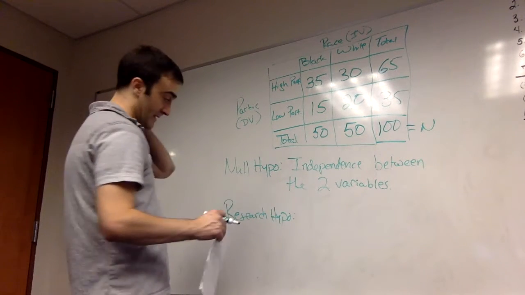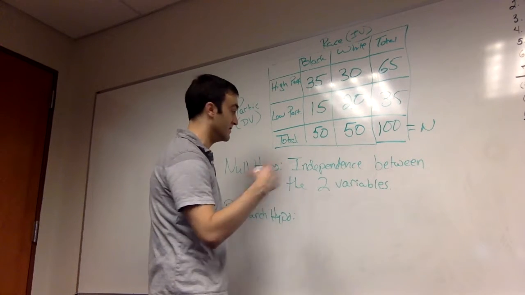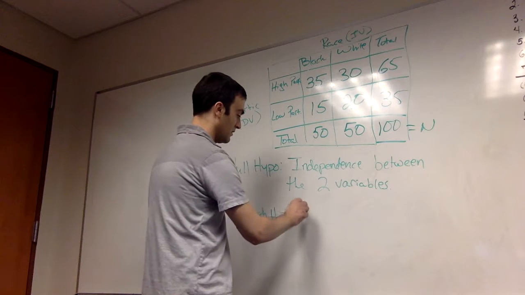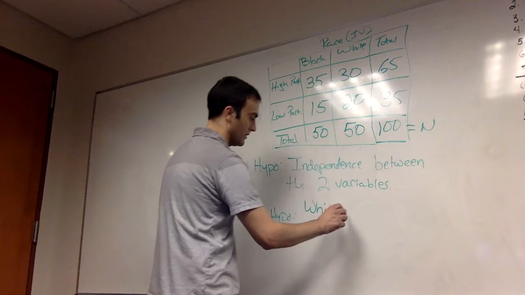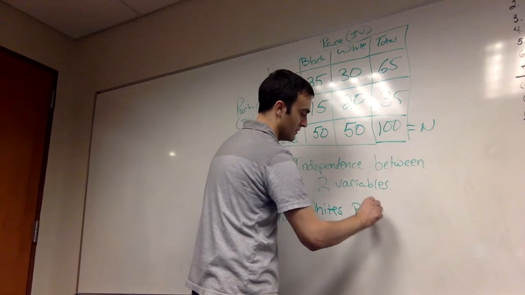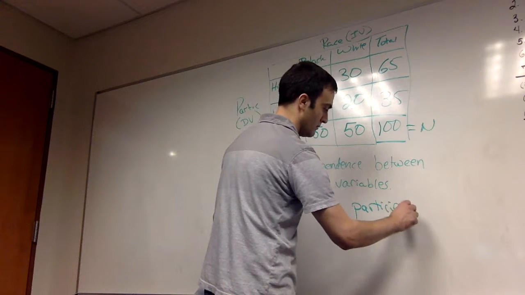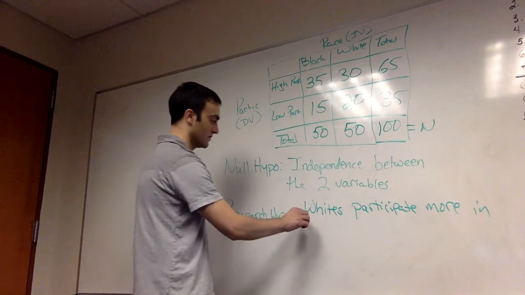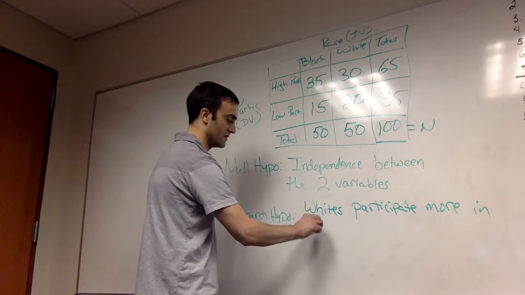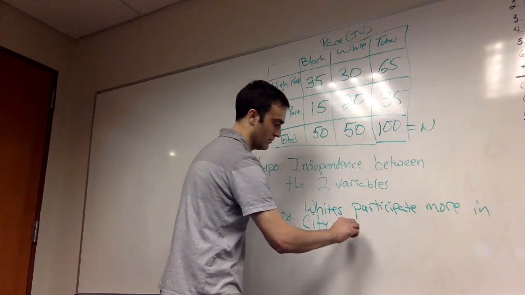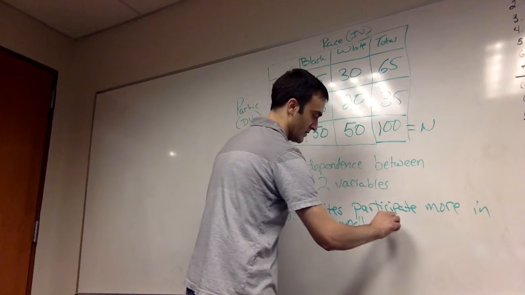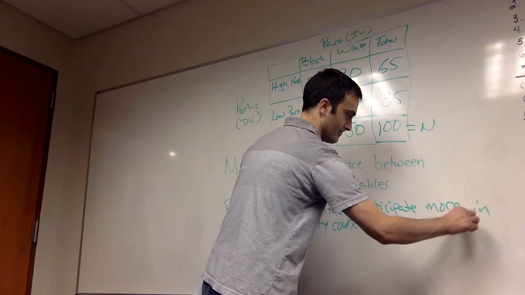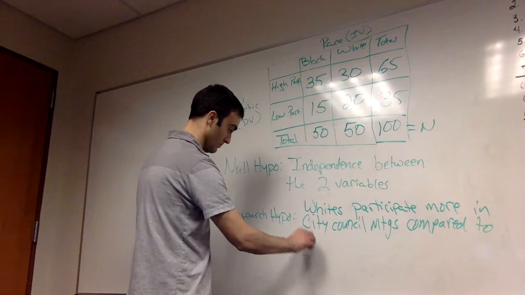Maybe before collecting the data, you say that race does have an effect on participation. You might hypothesize that whites participate more. In this case, it was city council meetings, compared to blacks.